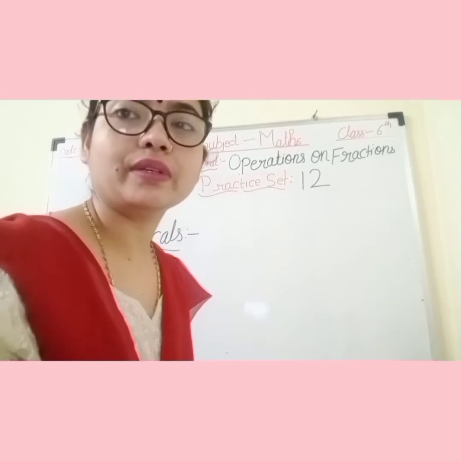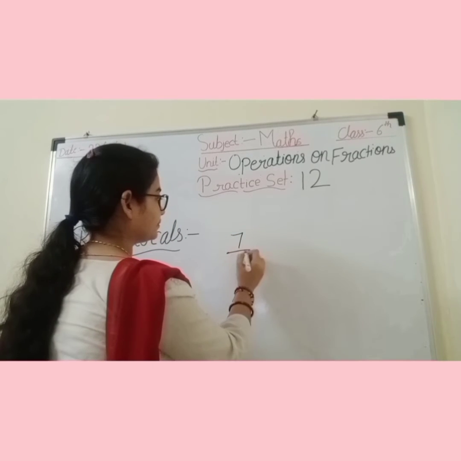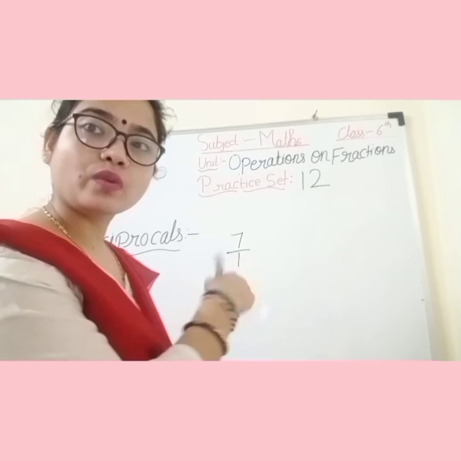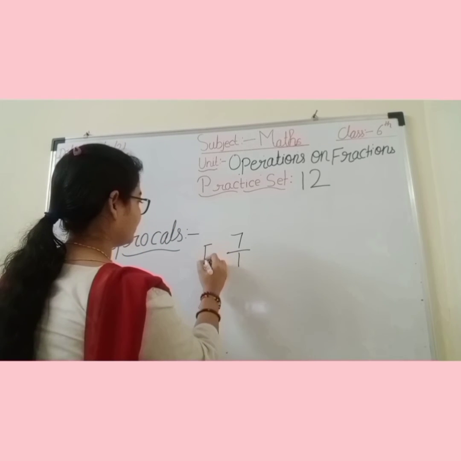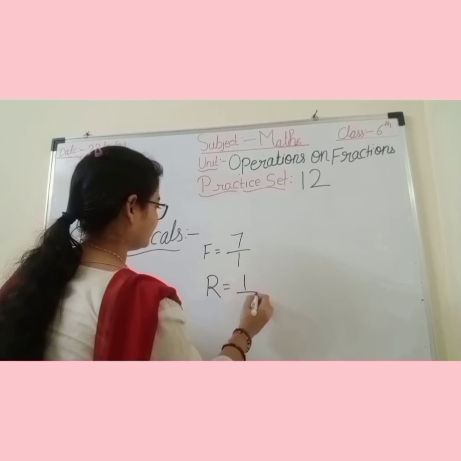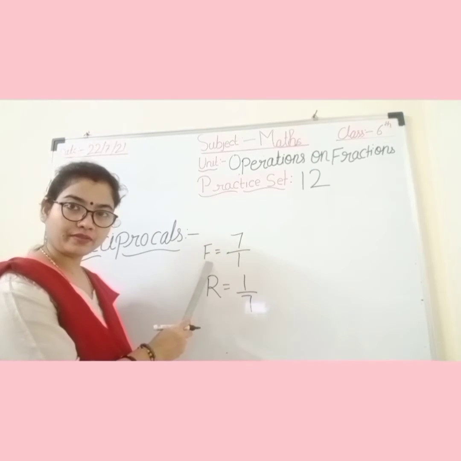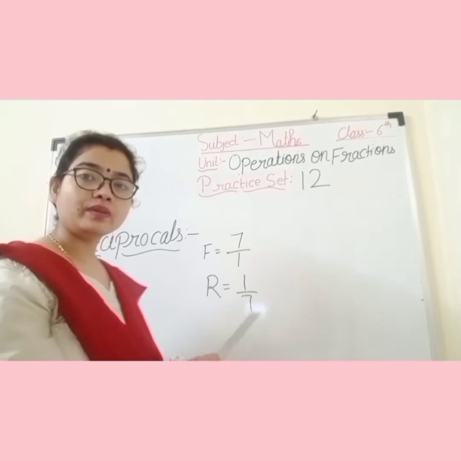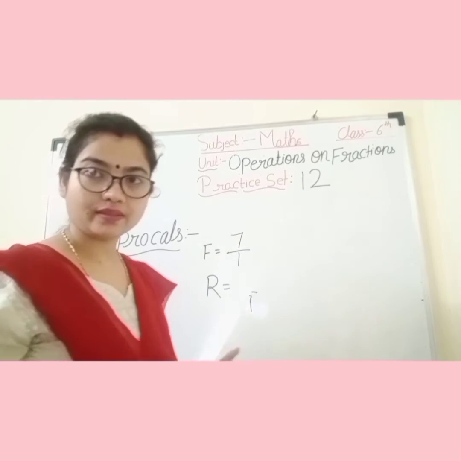See here student, one thing, note it down. Initially the fraction was 7 by 1, and the reciprocal of this fraction is 1 by 7. So when you multiply this fraction by its reciprocal, you will get 1. Okay, see here.